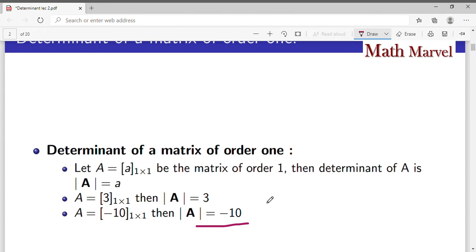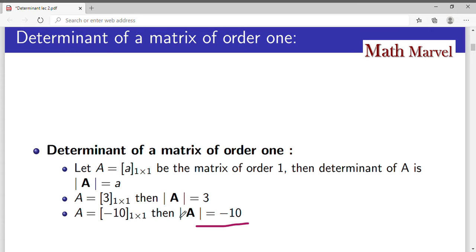Here I took two examples, one for a positive element, second for a negative element. So the determinant is not always a positive value. You should keep in mind the determinant may be positive, 0 or negative. Any number is possible. In competitive exams students generally make a mistake here. If a negative element is given, students generally consider the determinant as a positive element. So you should be careful here. The determinant of A is nothing but the element of the matrix.